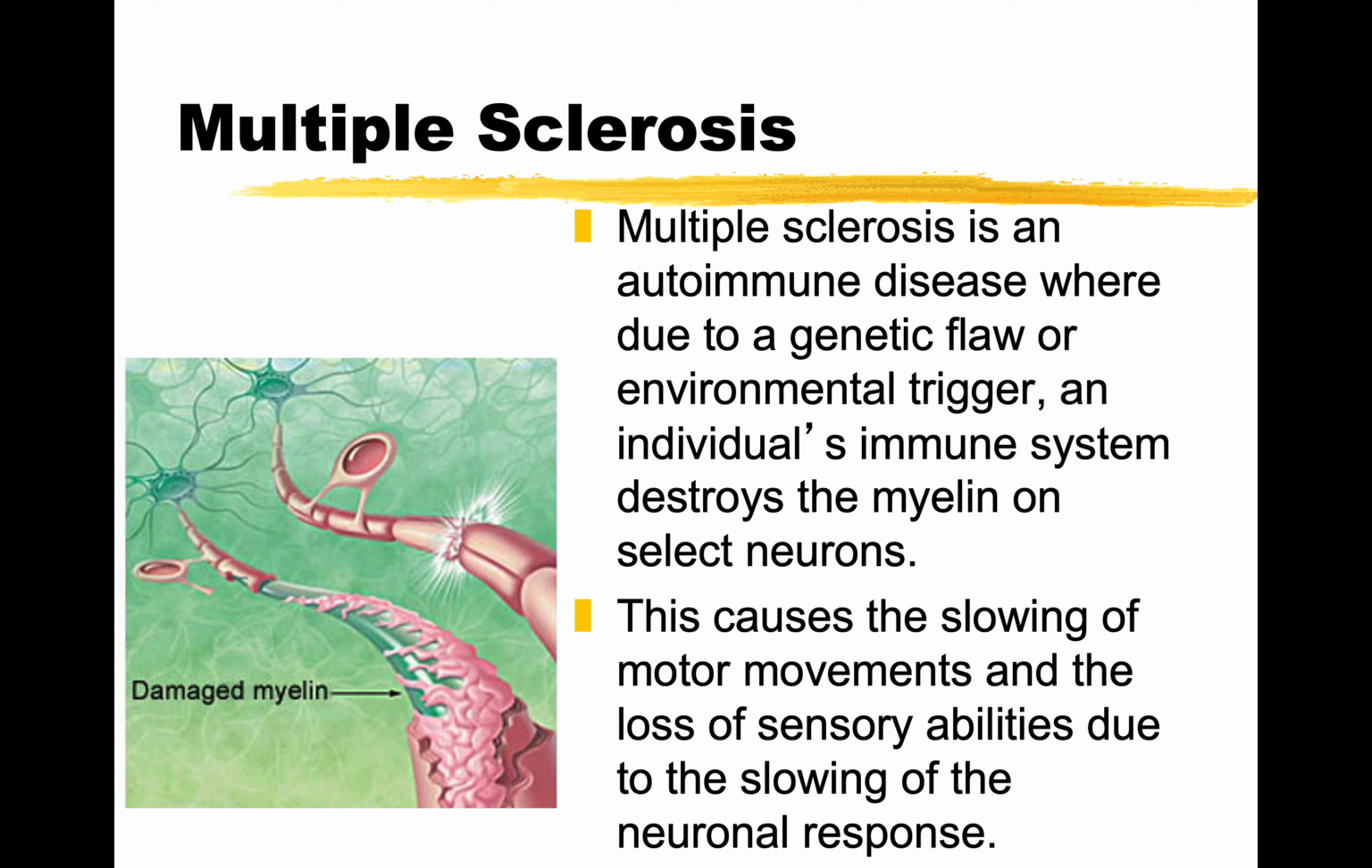Multiple sclerosis is an autoimmune disease where, due to a genetic flaw or environmental trigger, an individual's immune system destroys the myelin on select neurons. This causes a slowing of motor movements and the loss of sensory ability due to the slowing of the neuronal response.